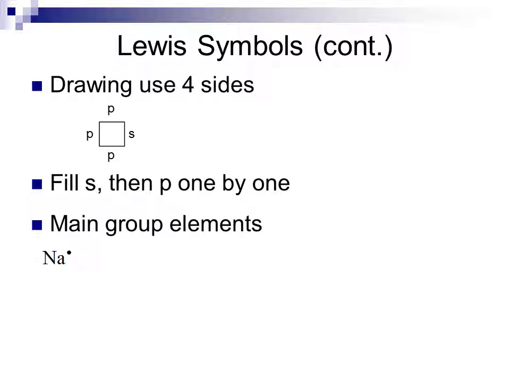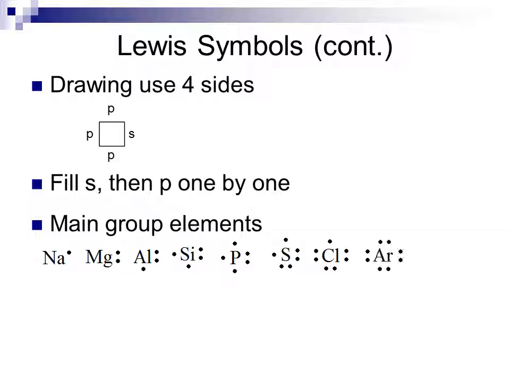Looking at the main group elements then, sodium would have 1 dot on the right for its s. Magnesium would have 2 dots on the right, which would fill the s for magnesium. Aluminum would then begin to put 1 in the p. Silicon would put 1 in another p. Phosphorus would put 1 in the third p, and then we begin to pair electrons in the p orbitals going around with extra electrons. So sulfur gains 1 pair. Chlorine puts another one, so now it's got a total of 3 pairs. And argon would have a total of 4 pairs with 8 electrons total.